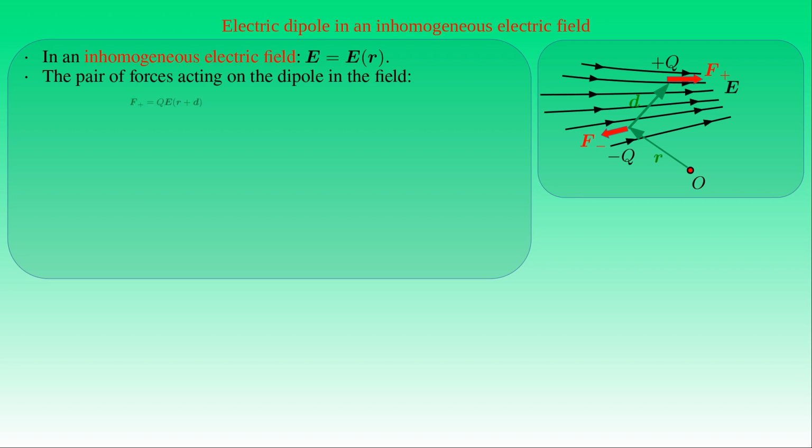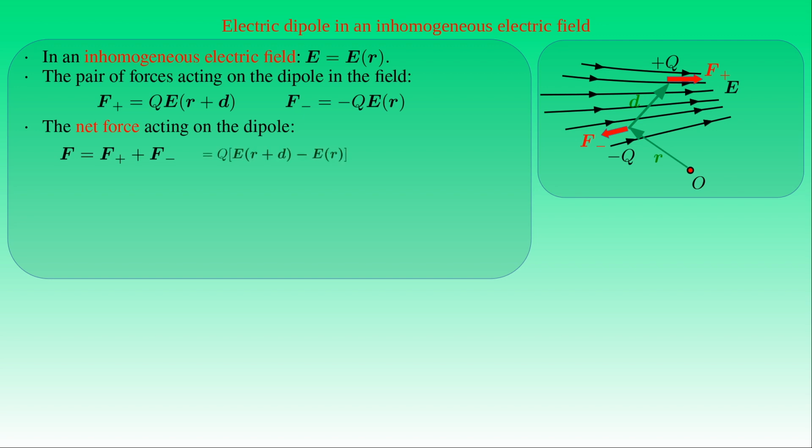The force F sub plus is equal to the charge Q times the electric field strength E in the point given by the vector sum of the position vector R and the displacement vector D, whereas the force F sub minus is equal to the charge minus Q times the electric field strength E in the point determined by the position vector R. As a result, the net force F acting on the dipole is given by the vector sum of F sub plus and F sub minus, that is Q times E evaluated at R plus D, minus E evaluated at R. The first term in the square brackets can be approximated with its Taylor expansion around the point R in the first order, which gives Q times E evaluated at R, plus the directional derivative of E along the displacement vector D evaluated at R, minus E evaluated at R.